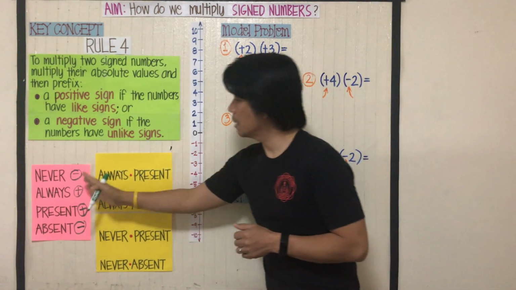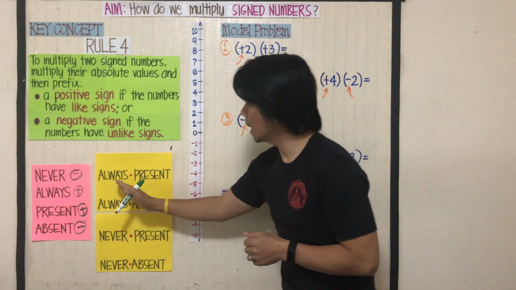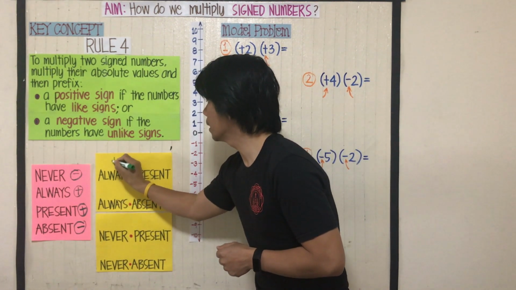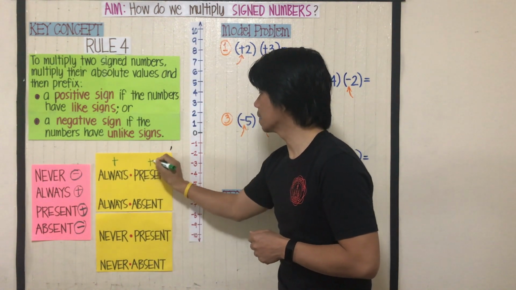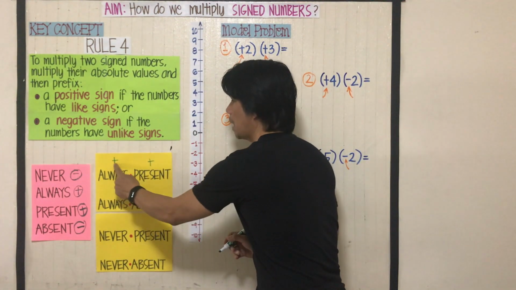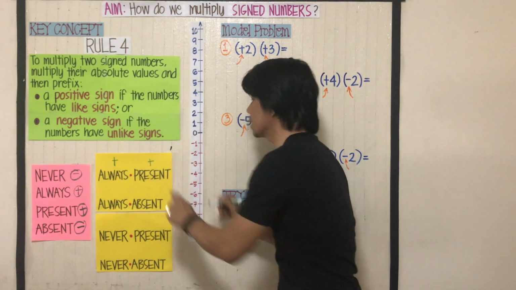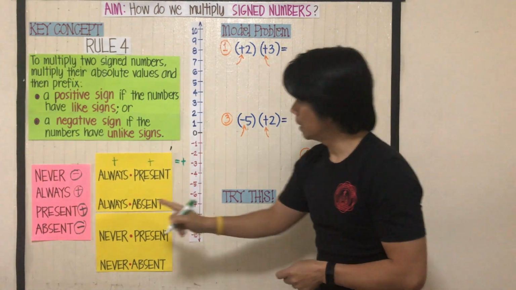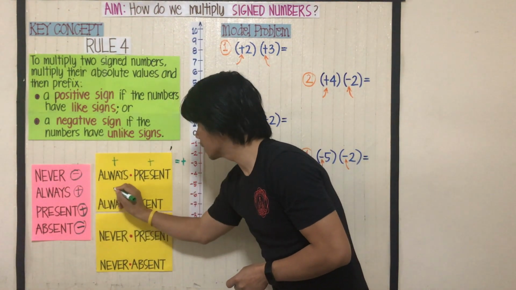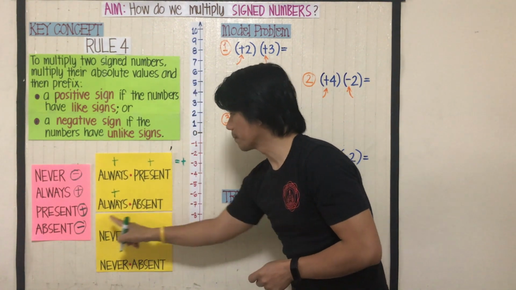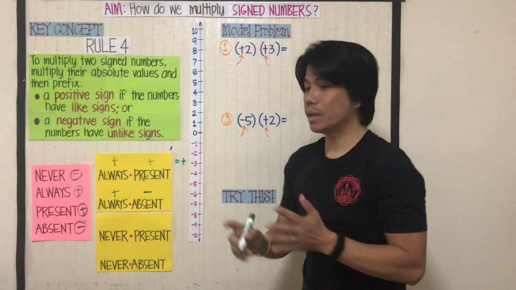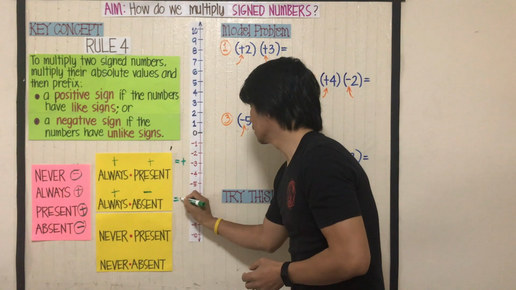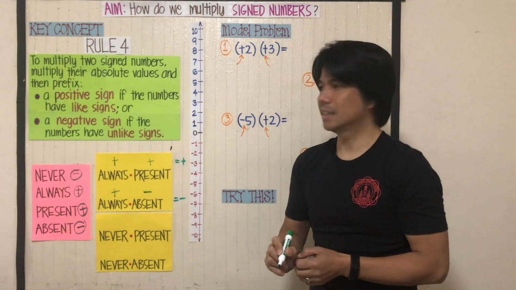Now, how do we apply these words? When we say always present, always is a positive thing. Present is a positive thing, right? So when you multiply a positive times a positive, that's a positive. How about this? Always absent. When you're always absent, is that a good thing? Nope. So it's a negative thing, right?